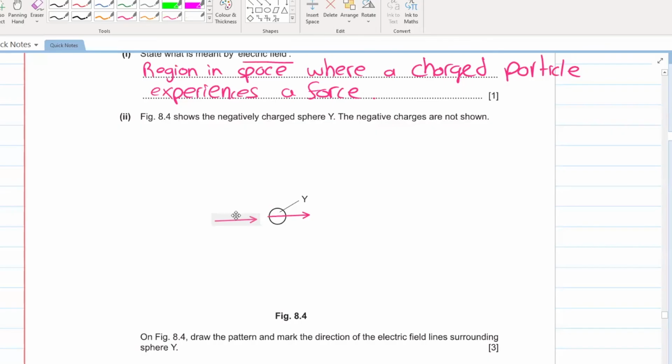Since this is a negative charge, what will happen? Since this is a negative charge, electric field lines will go inside the charge like this. Perfect. Like this. Like this. And like this.